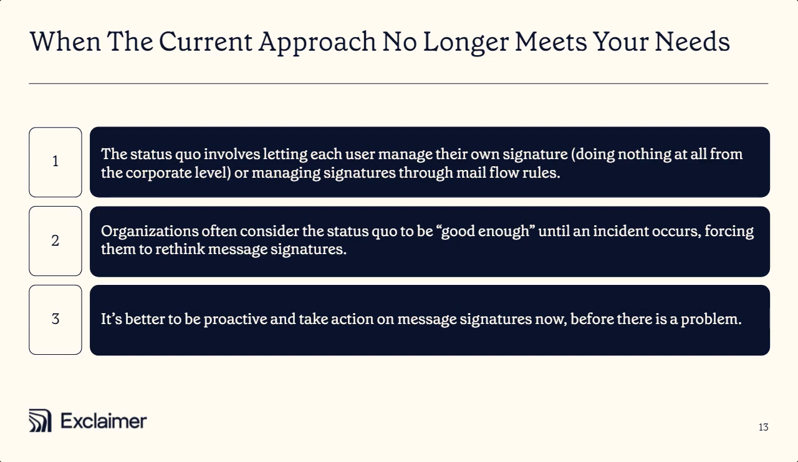The thing is that organizations often consider the status quo to be good enough, at least until an incident occurs. At that point, they find themselves having to completely rethink mail flow signatures and decide, okay, what are we going to do now? And in my mind, it's a whole lot better to be proactive and take action on message signatures right now, before any sort of incident occurs, rather than waiting for some sort of incident to happen. Paul, did you have something?